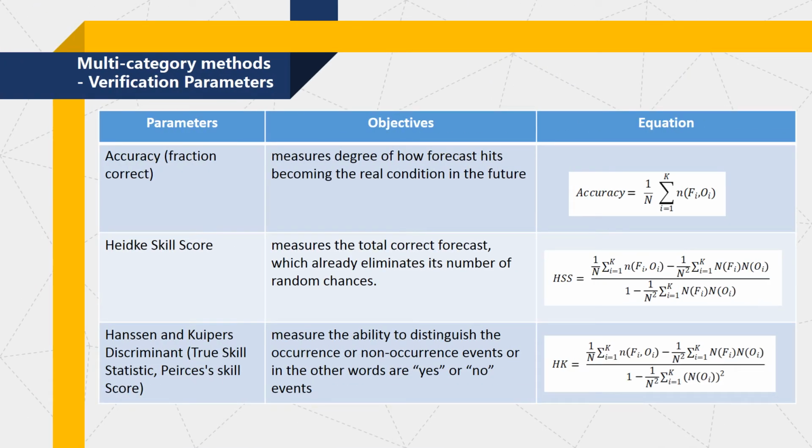If we use the multi-category method, commonly we will use the following verification parameters. They are accuracy, Heidke skill score, Hanssen and Kuipers discriminant.